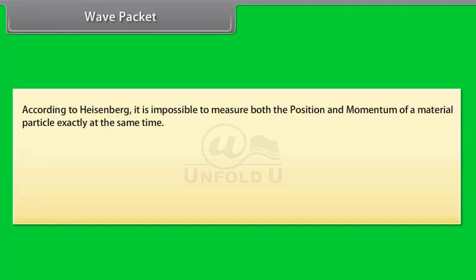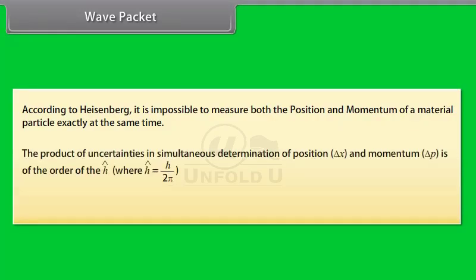Wave packet. According to Heisenberg, it is impossible to measure both the position and momentum of a material particle exactly at the same time. The product of uncertainties in simultaneous determination of position delta x and momentum delta p is of the order of h cap, where h cap is equal to h by 2 pi. Delta x into delta p approximately h cap.